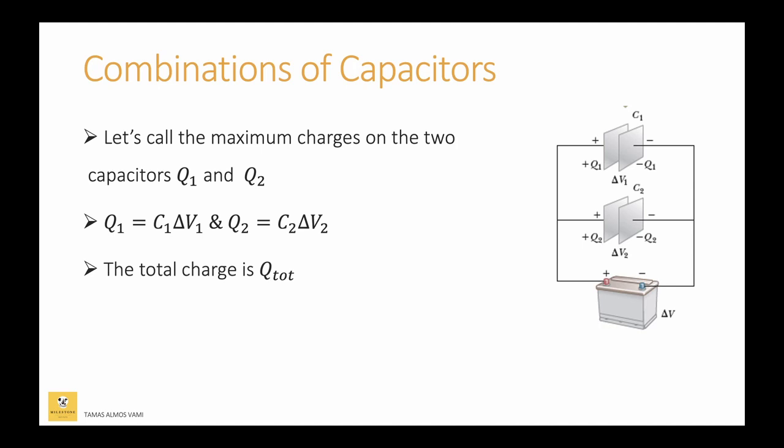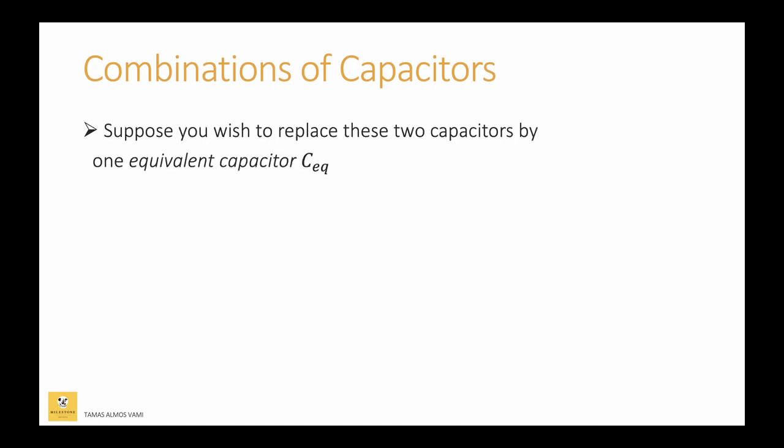The total charge in the system we should denote as Q tot, and so that is really just the sum of these two charges. So the Q tot will be the Q1 plus Q2, and including the definition of the capacitance, that will further equal C1 times delta V1 plus C2 times delta V2. So let's just say that we want to replace these two capacitors by an equivalent capacitor, which will have the equivalent capacitance of CEQ. So what do we do?